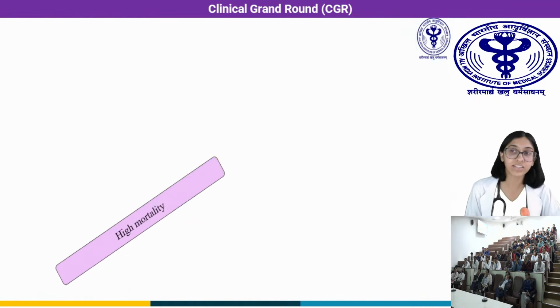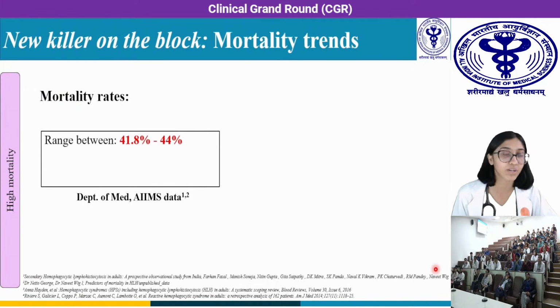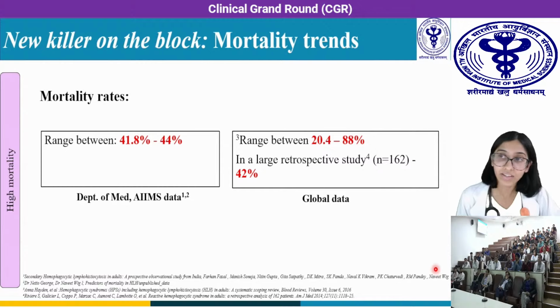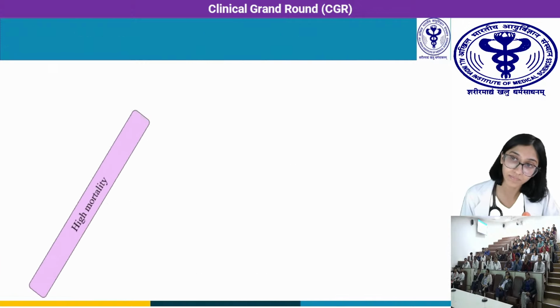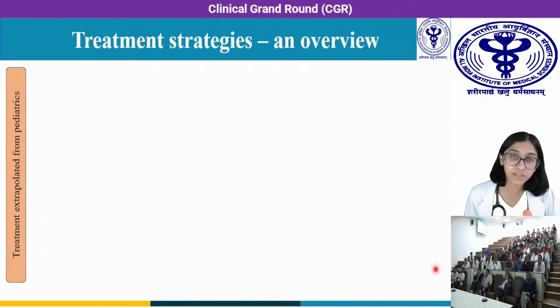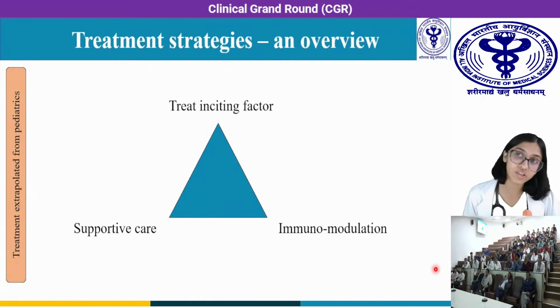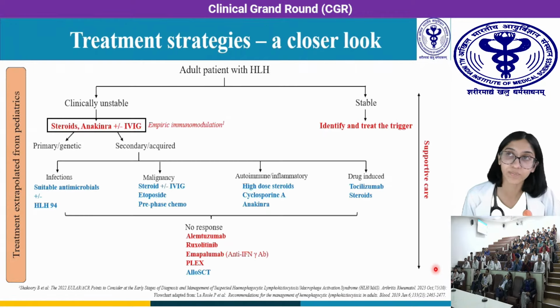Then, coming on to the fact that this is an entity of high mortality. Mortality rates from our departmental data show that it ranged between 41 to 44%, and the global data showed that it ranged between 20 to 88%. Then coming on briefly to the treatment strategies. The treatment strategy is three-pronged. It includes treating the inciting factor, giving supportive care, and giving immunomodulation.